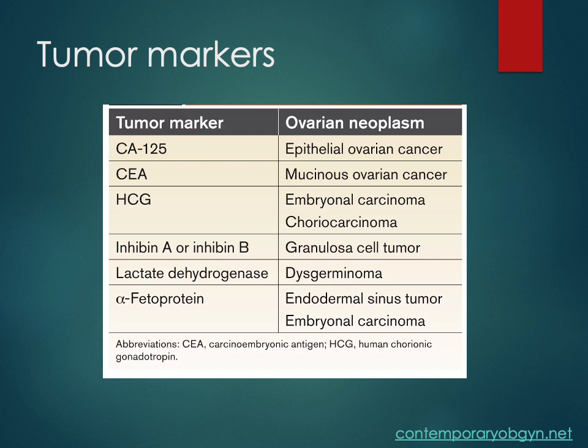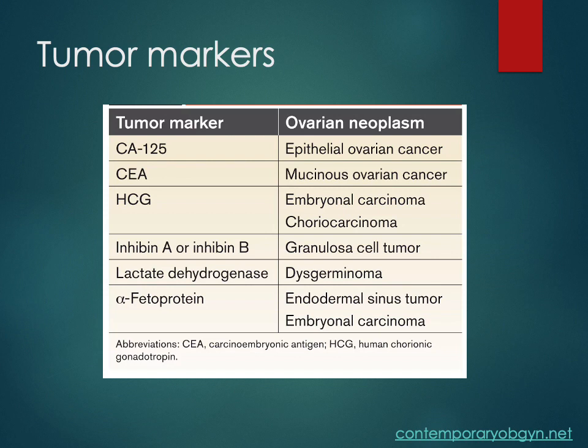CA125 is certainly the most well-known one, but CEA can also be elevated in mucinous ovarian cancers. When we think about our germ cell tumors, like our embryonal carcinomas, HCG can be elevated. For granulosa cell tumor, which is a subtype of sex cord stromal tumors, your inhibin A or B can be elevated. Dysgerminomas, which are the most common germ cell malignancy, we see a non-specific marker of LDH, but definitely something that's asked about on questions.